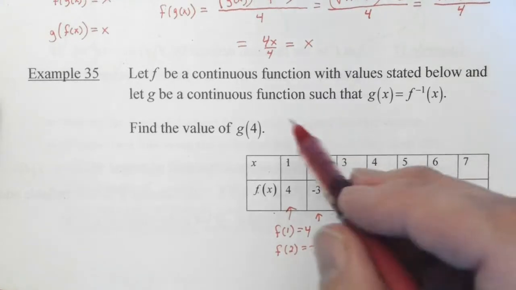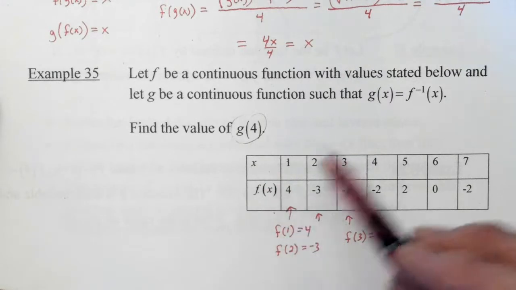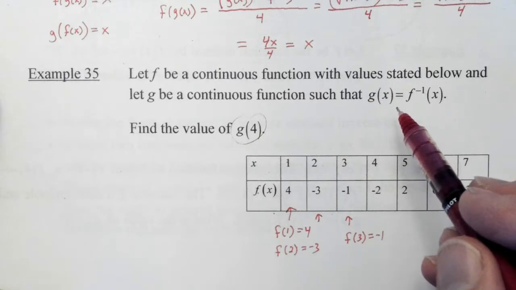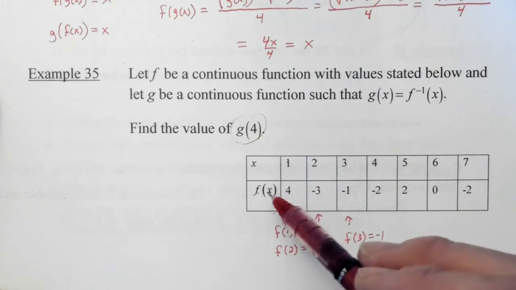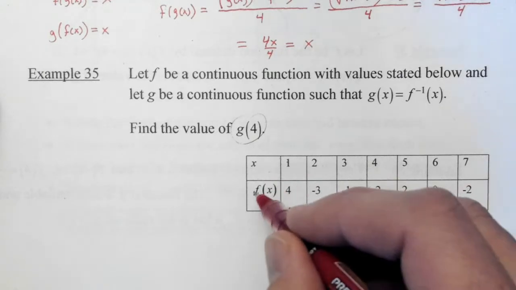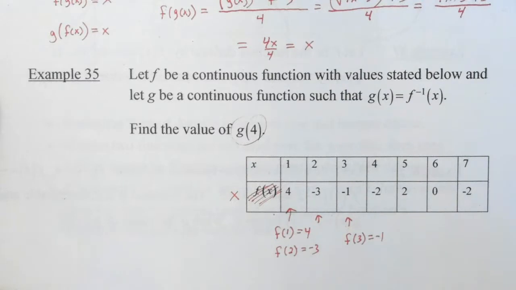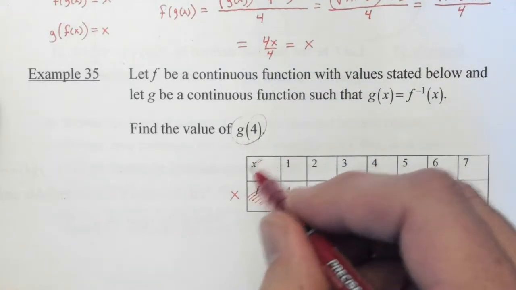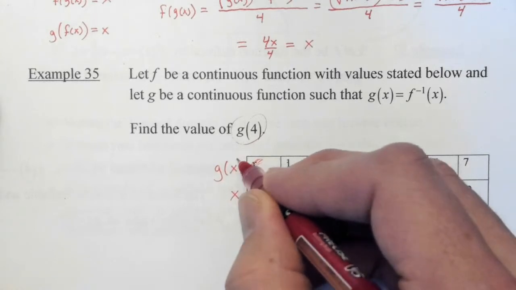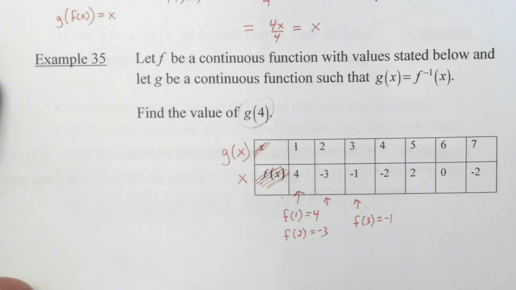So we're interested in finding the value of g of 4. Well, there is no g here. Okay, but we do know that g and f are inverses of each other, which means that all of the f values, the y values, if you will, now become the x values, and all the x values now become the y values of the inverse function. All right, so we just swap columns, basically.